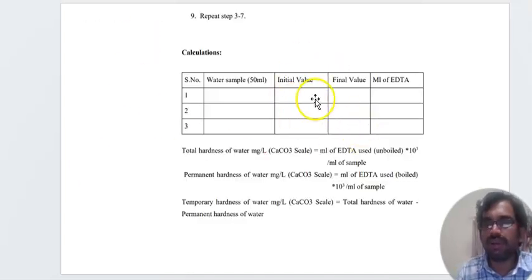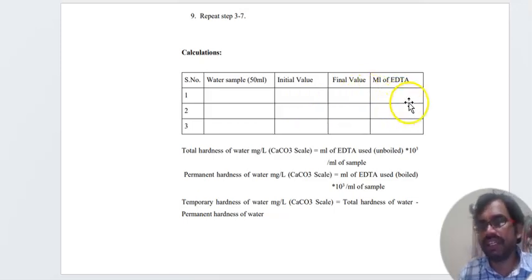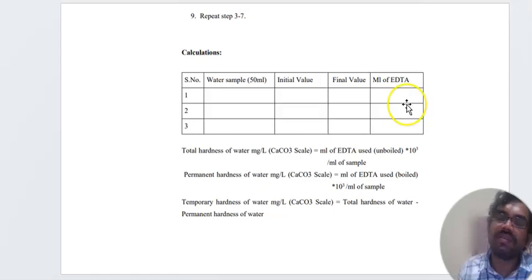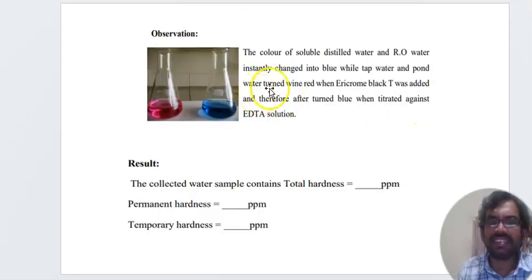So this is the table you can find from the titration using the samples, and you can see this calculation. You can repeat it 3-4 times. You take a 50 ml water sample, and note the initial value and final value and how many ml of EDTA is consumed in the conical flask. So this is how you find it, and this is the observation.